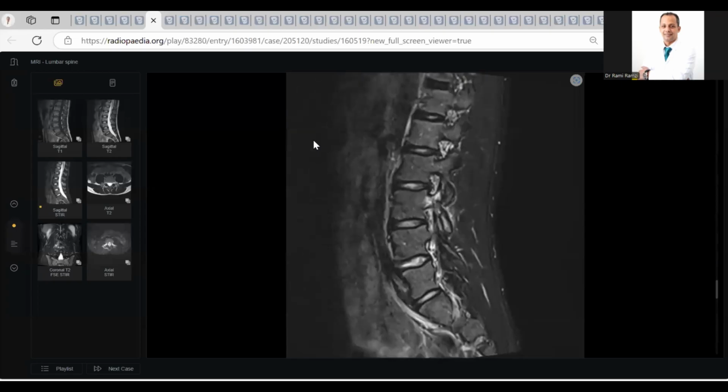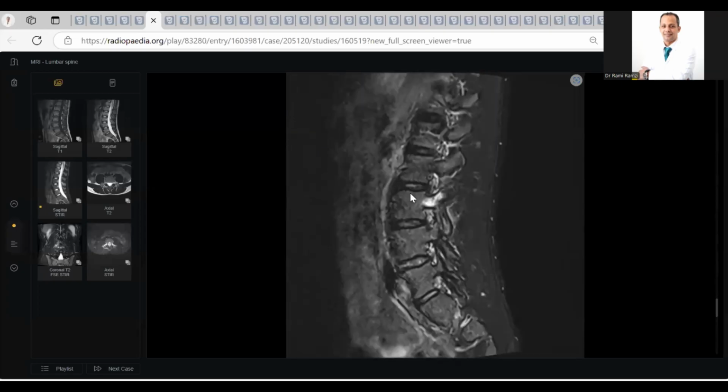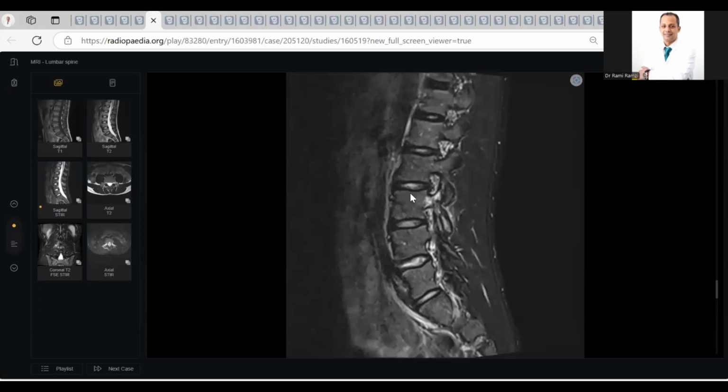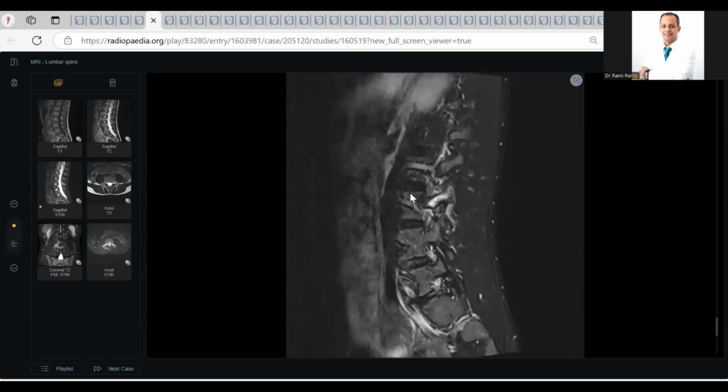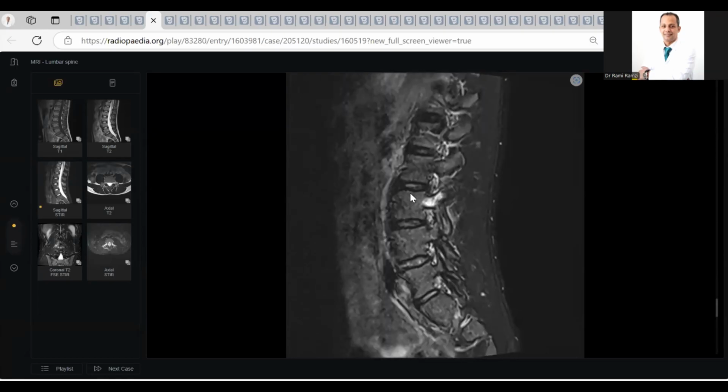Sorry, I couldn't see the screen. Please wait for a minute. No, no, I can look at the screen. You can see? Provided with MRI. Yes, yes, I can now.